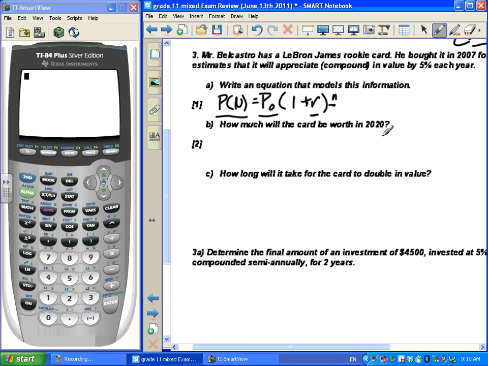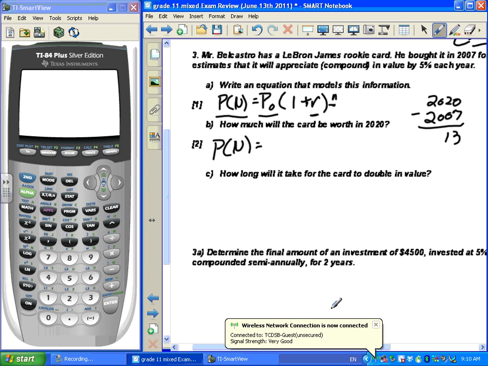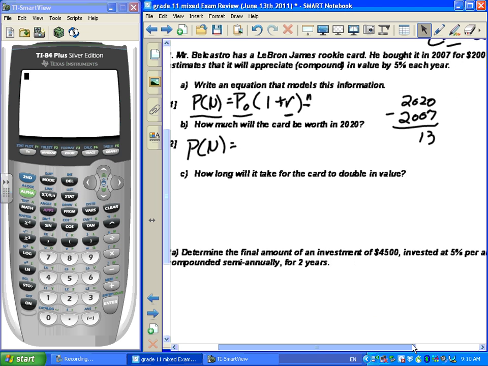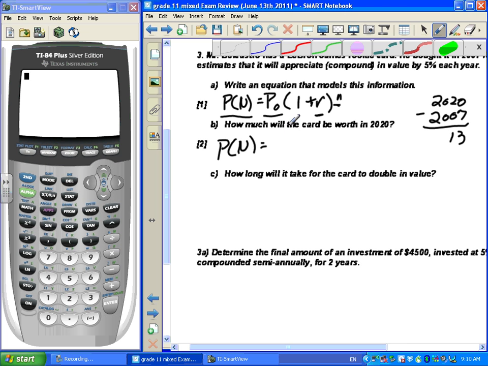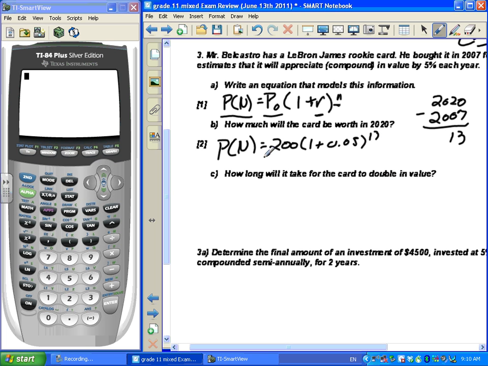So how much will the card be worth in 2020? Well, if I bought the card in 2007, I subtract the 2. That means there'll be 13 compounding periods because it appreciates 5% each year. So our P and N is equal to, how much should I buy this for? 200? Could buy Xbox. 200 to the power of 13.